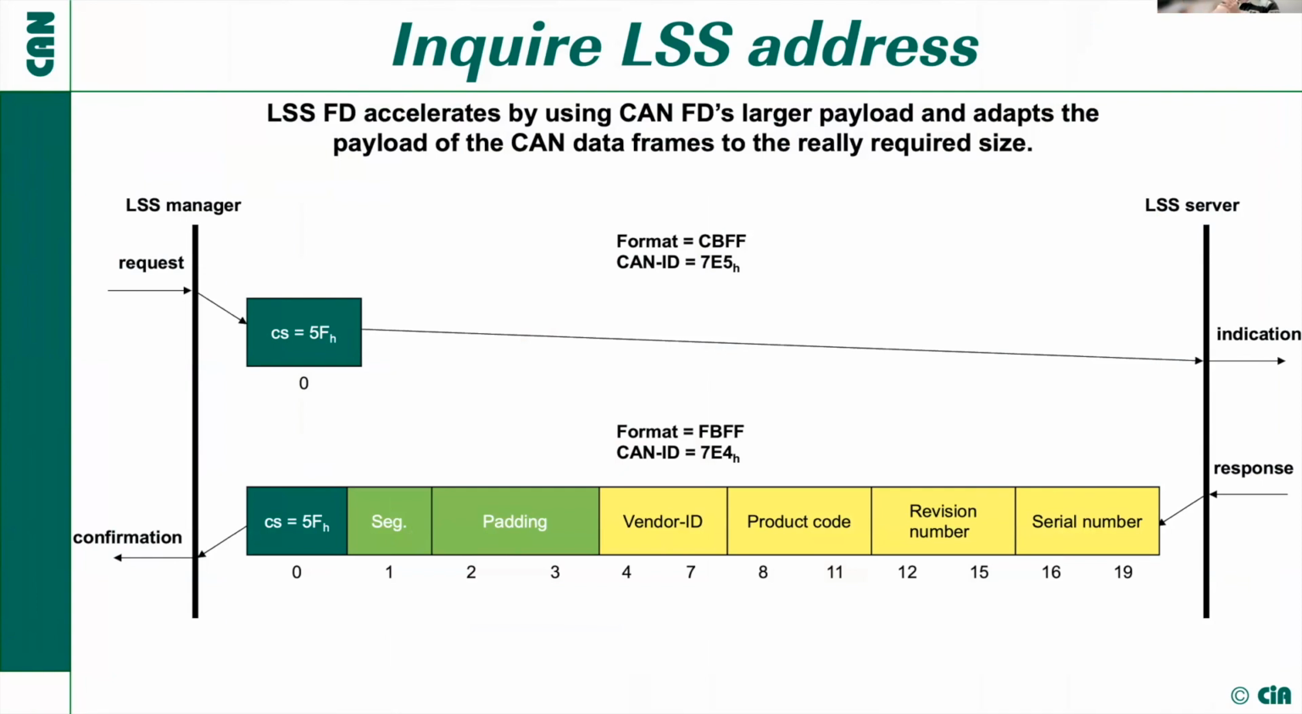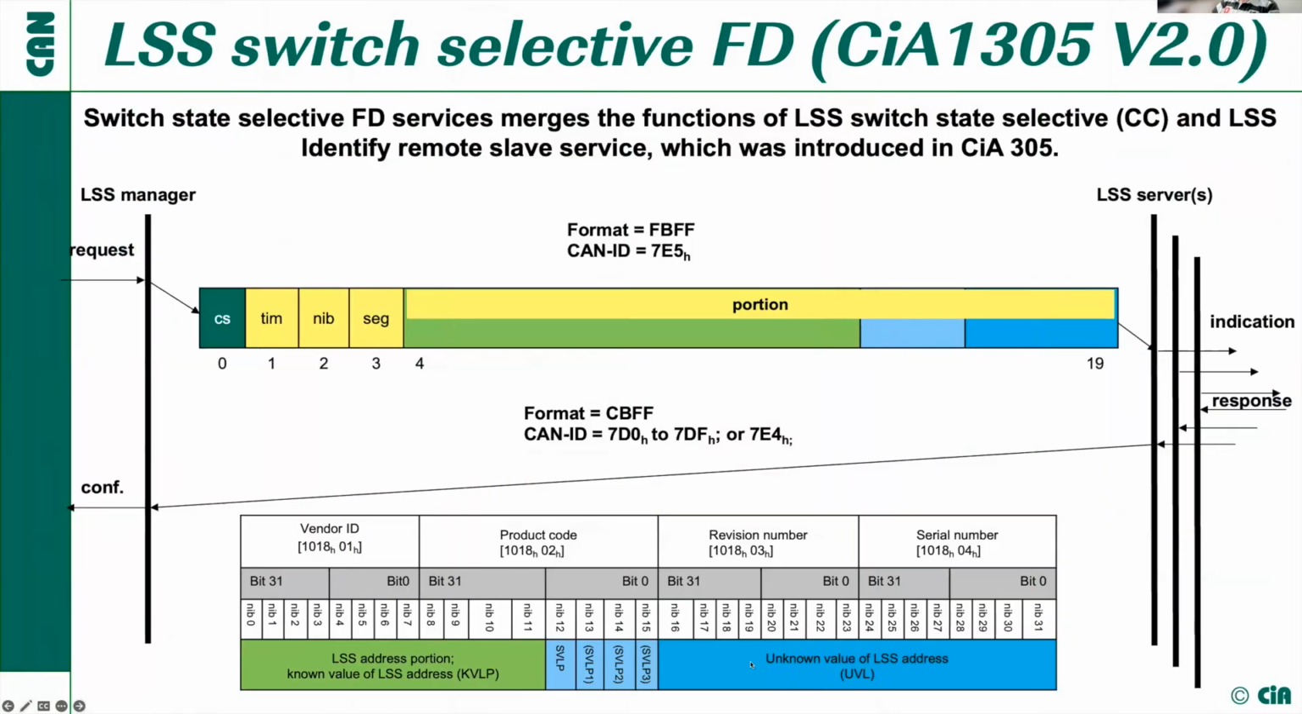and then we say, hey, just give me your LSS address. Then we see here, okay, I have just one request frame and one answer frame, and I get the entire answer in one frame: my LSS address, vendor ID, product code, revision number, serial number. And as I've already said, fill always up to the next supported frame length. Therefore, we have here 2 padding bytes, and we have here a segmented byte. This is for controlling segmentation. I will say some words later on why we should consider segmentation here if we don't have the need to do so.